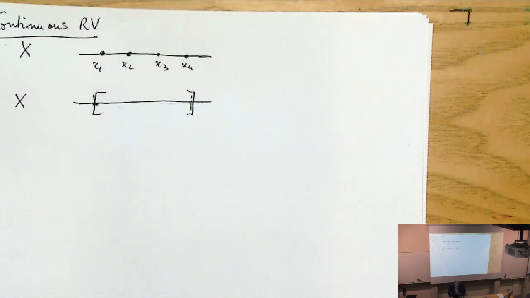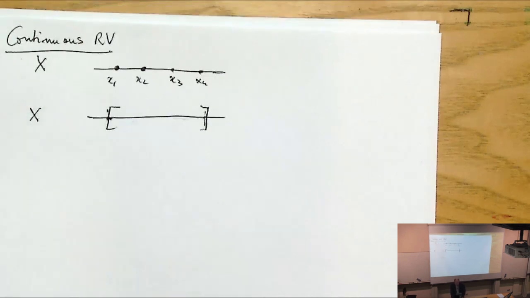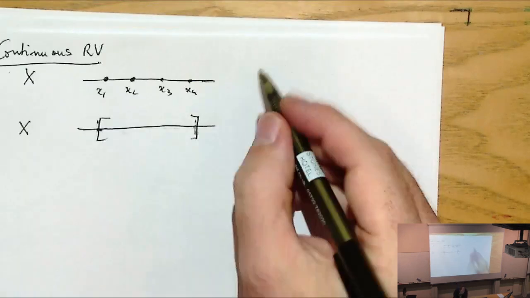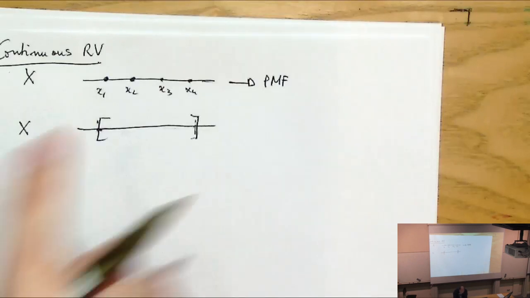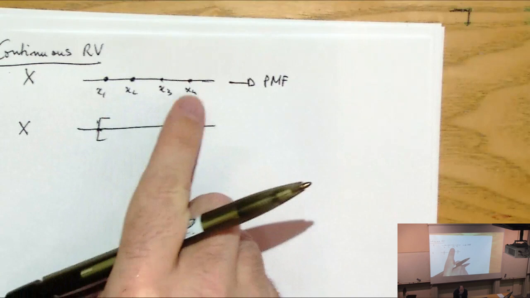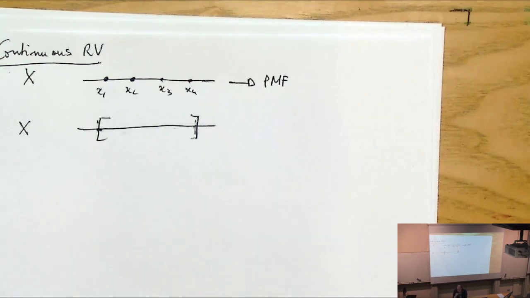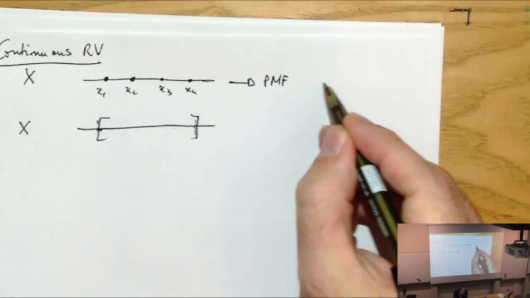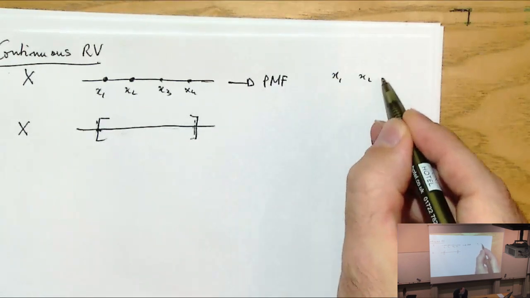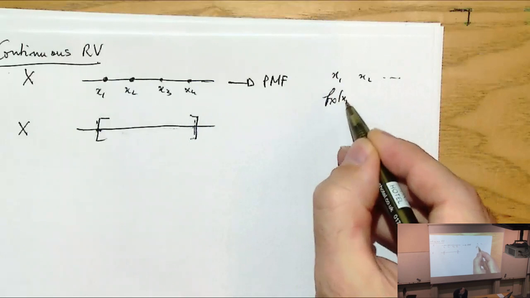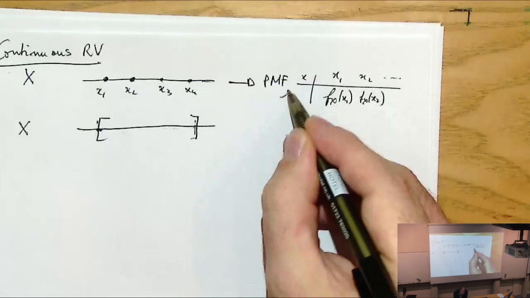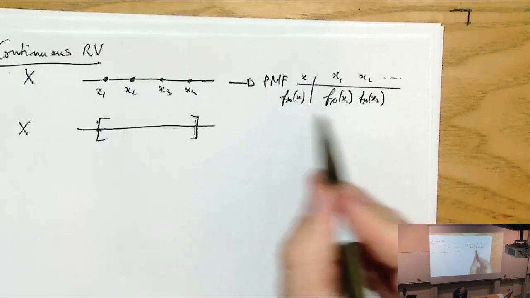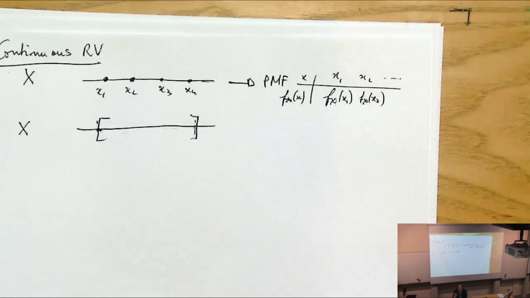Okay, so what's the main difference between those two? Well, in here, what we defined was a probability mass function, right? So for each value of x1, x2, x3, x4, I was defining a certain probability, right? I was defining this probability mass function at each of those values of x. So this quantity is really a probability, right?